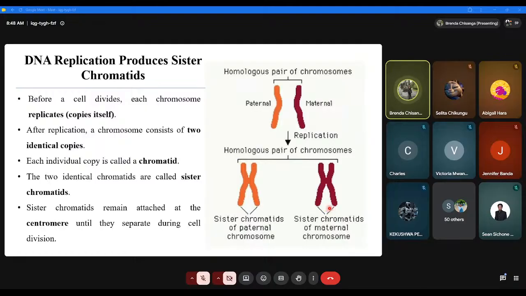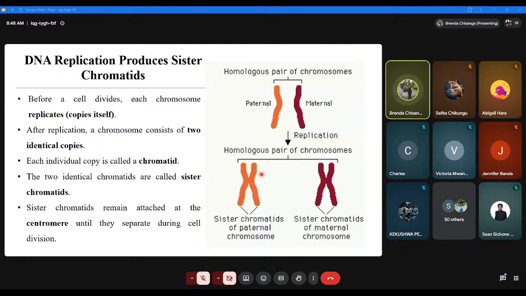So sister chromatids carry the same combination of genes, and they are held together at a position, like an umbilical cord, that is referred to as a centromere. So sister chromatids will always be held at a centromere. But one thing: they're going to have the same height and also the same combination of genes.